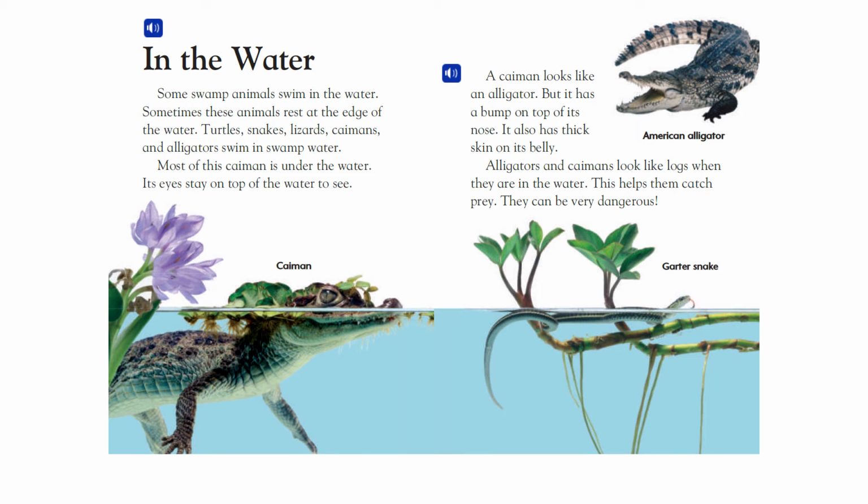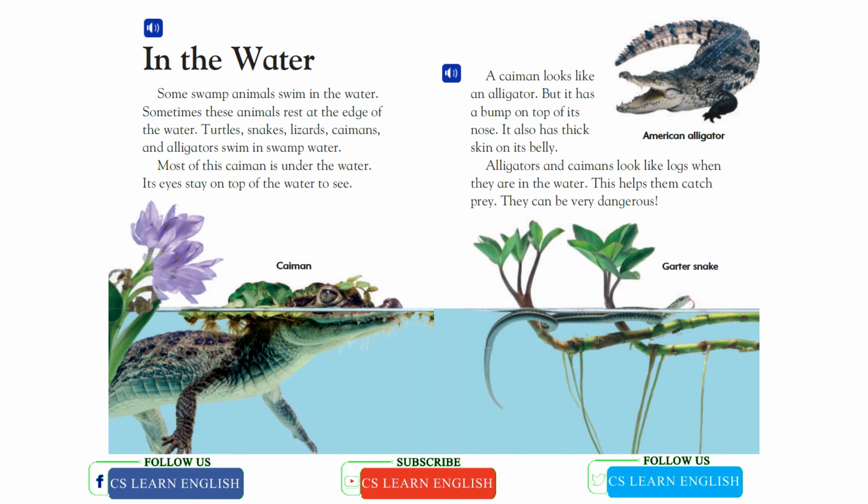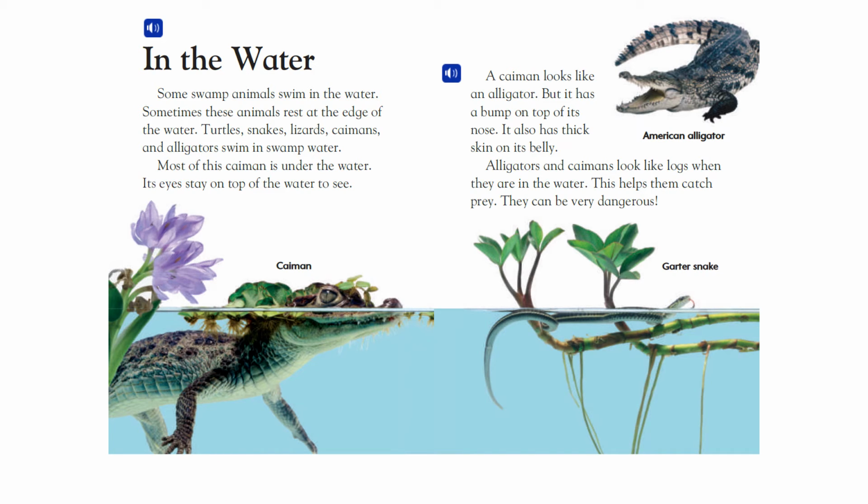In the water. Some swamp animals swim in the water. Sometimes these animals rest at the edge of the water. Turtles, snakes, lizards, caimans, and alligators swim in swamp water. Most of this caiman is under the water. Its eyes stay on top of the water to see. A caiman looks like an alligator, but it has a bump on top of its nose. It also has thick skin on its belly.